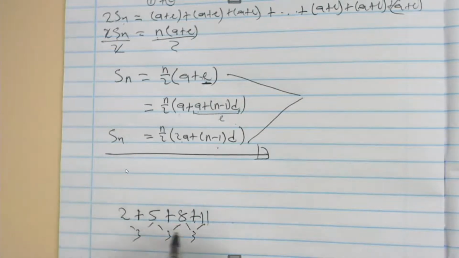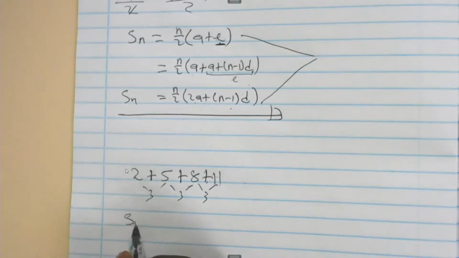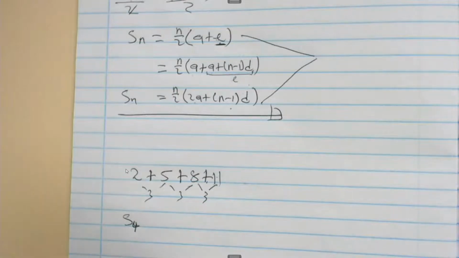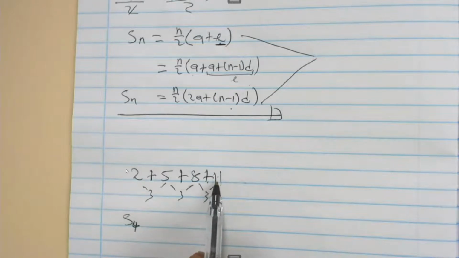Now, how many terms do we have here? 1, 2, 3, 4. Meaning that we are required to sum up these 4 terms, the sum of the first 4 terms. By just looking at this equation, these numbers here, 2 plus 5 plus 8 plus 11 gives us 26.